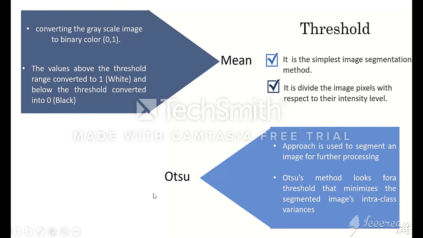Otsu is also the most commonly used global thresholding method. It is used to segment an image for further processing, such as feature analysis and quantification. This method looks to minimize the segmented image's intra-class variances, and it is easy to code.